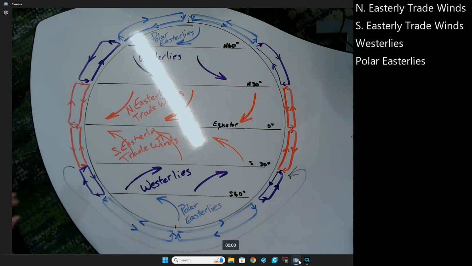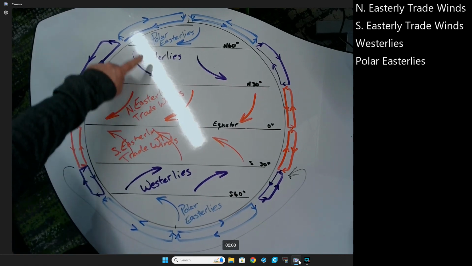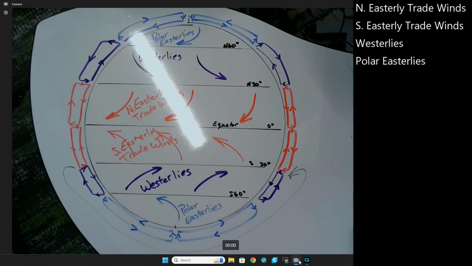Pause if you need to, record everything. I apologize for that bright bar of light. That's the overhead lights, nothing I can do there. But you're going to get all of this down. Now, the next thing I need to talk to you about is the highs and lows and where they predominantly are along the planet. So let's take a look here.